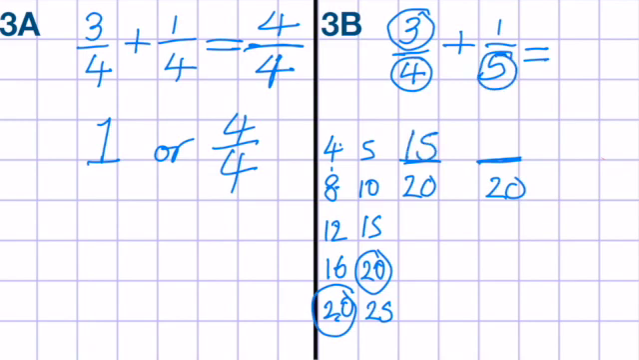Looking at 5 here, what did I multiply 5 by? I multiplied it by 4. 1, 2, 3, 4. So I do the same to the numerator. And 1 times 4 is 4. So that means we're going to add these together. The 20 stays the same. And then we add 15 and 4, which is 19 20ths.